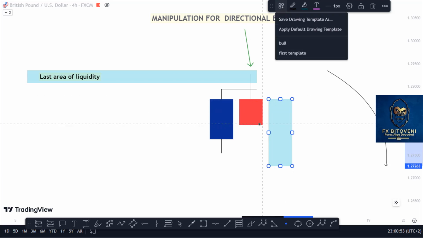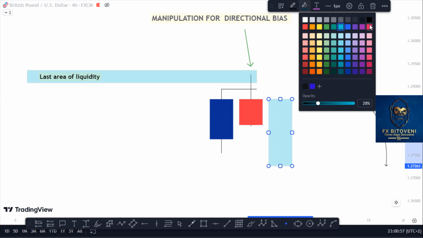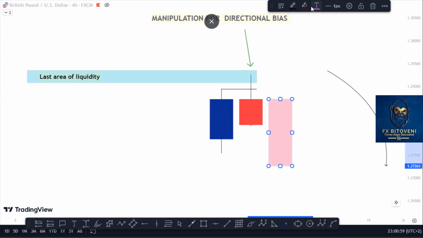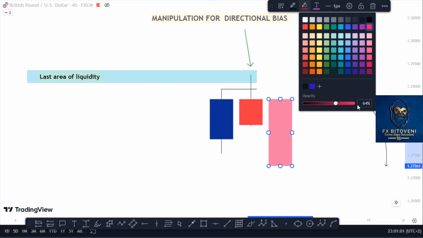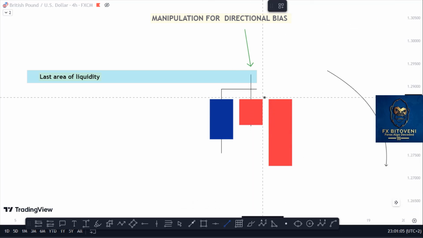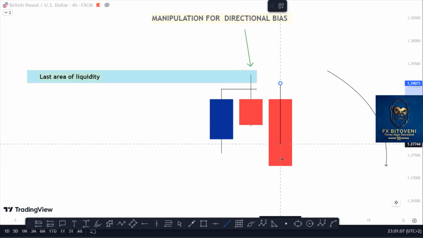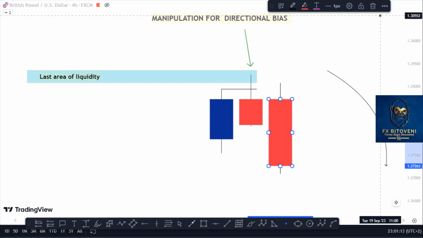You have to understand this. We want to see a candle closing low. So we want to see a candle like this forming. Hope you really understand what I mean.